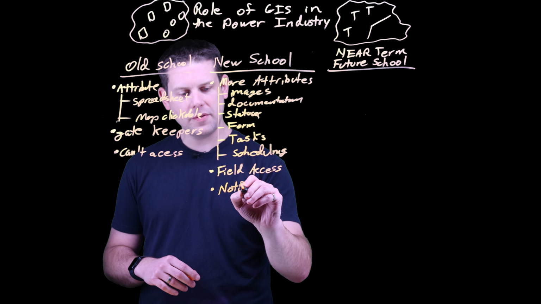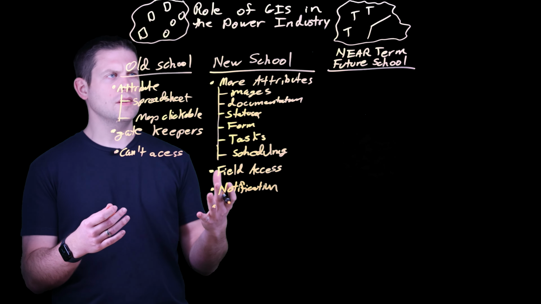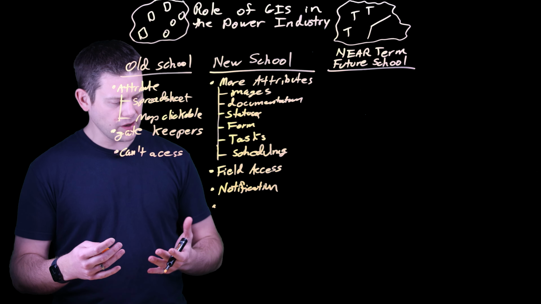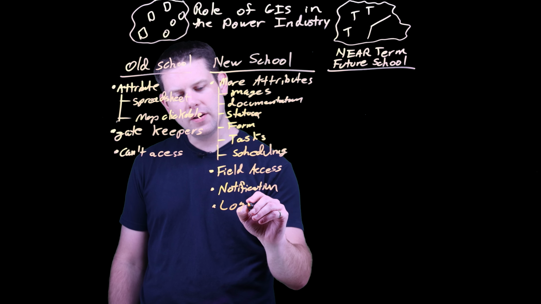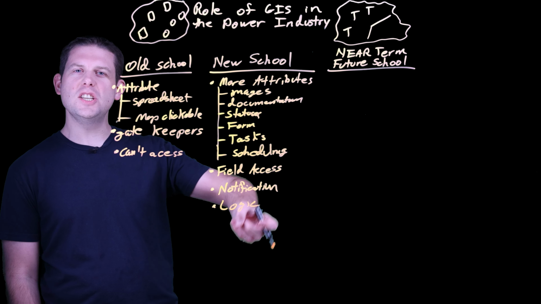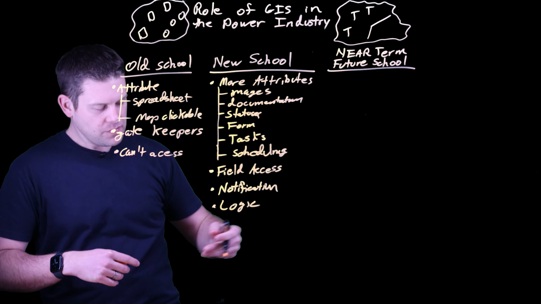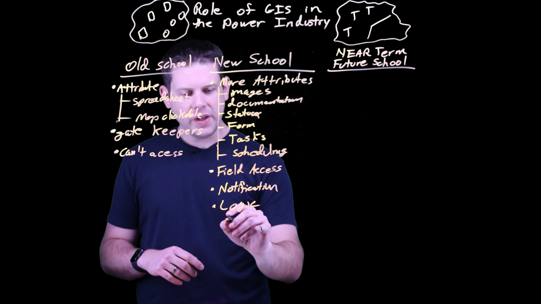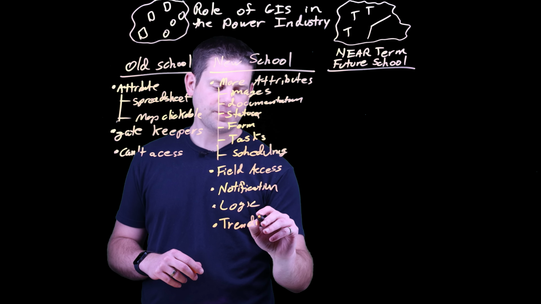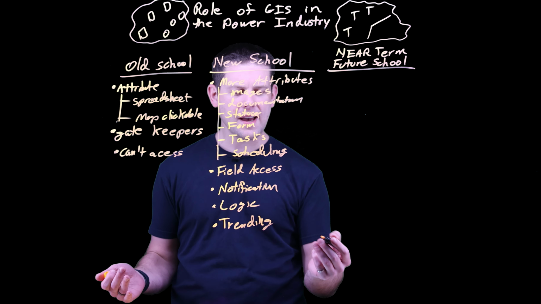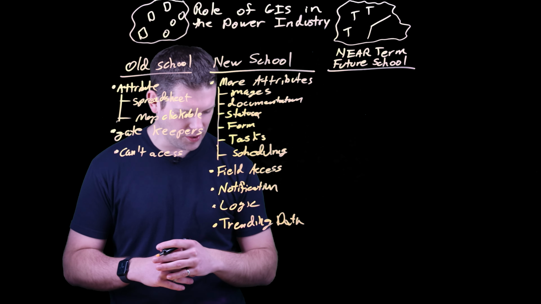Notifications. So any type of notification being able to be sent or received via a GIS solution, very important. So new school, as well as logic. You know, that ability to implement some kind of conditional logic within the tool. If this, then do this, right? Trending of data. So let's say we are collecting the data from these inspection forms and we want to trend it, we want to graph it, we want to plot it. Well, that's what we're considering new school, being able to do that.